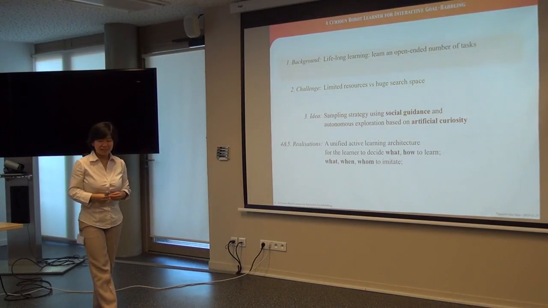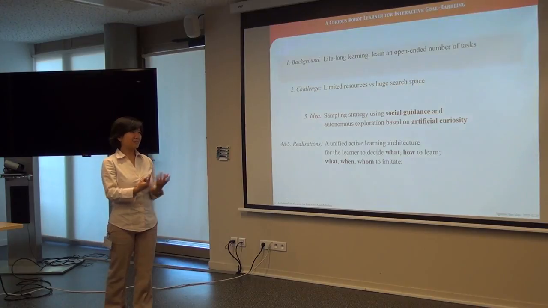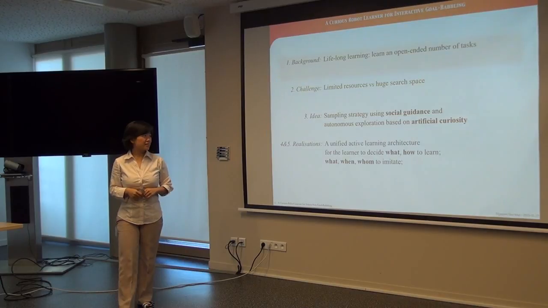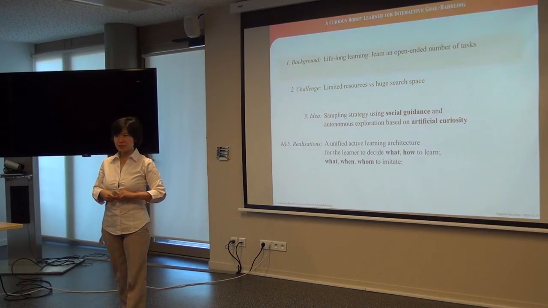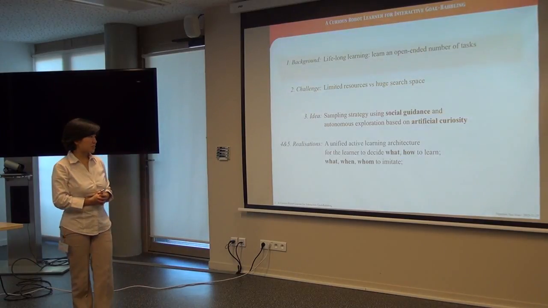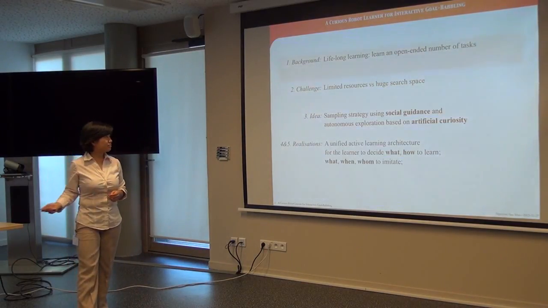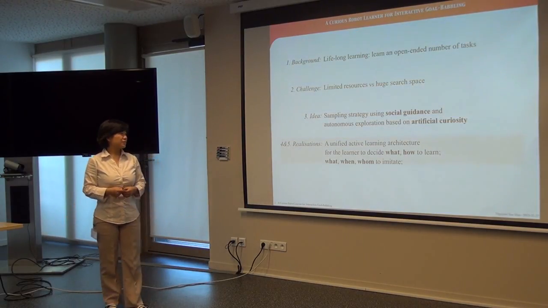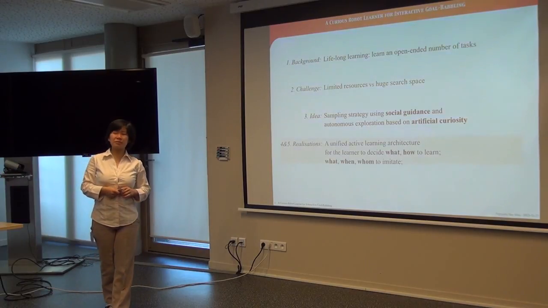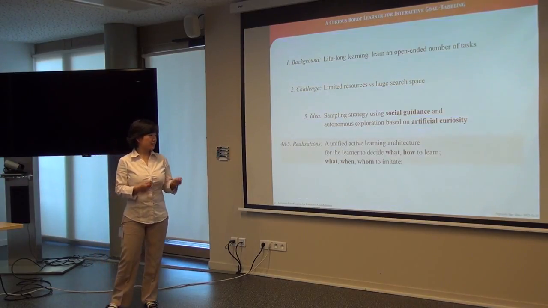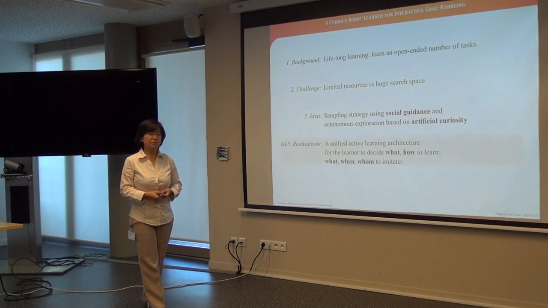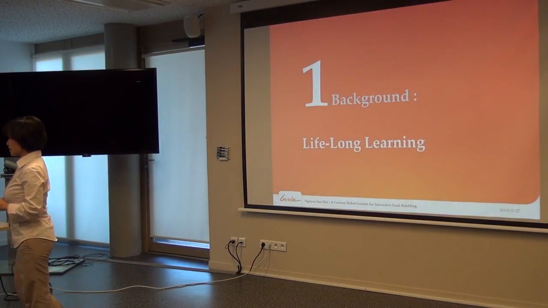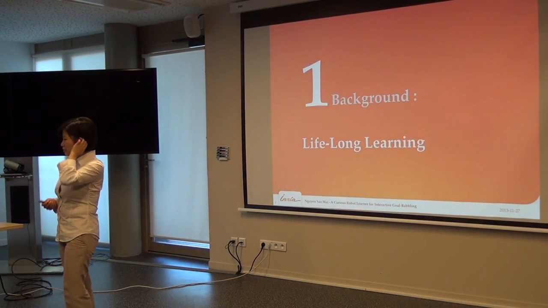So our idea for learning is to design a strategy using social guidance and autonomous exploration based on artificial curiosity, also called intrinsic motivation. Which means that from that idea, we built a unified active learning algorithm architecture for the learner to decide on those questions of what and how to learn, but also on what, when, and whom to imitate, maybe.